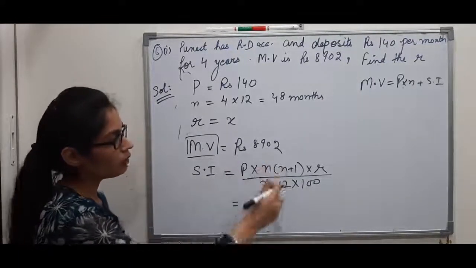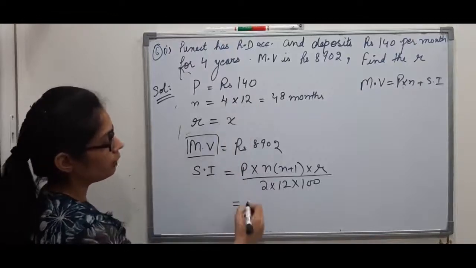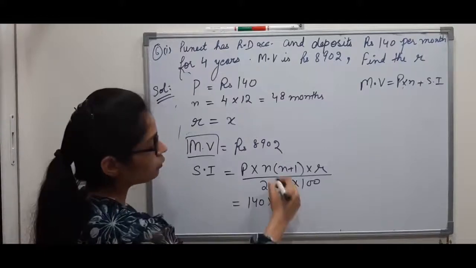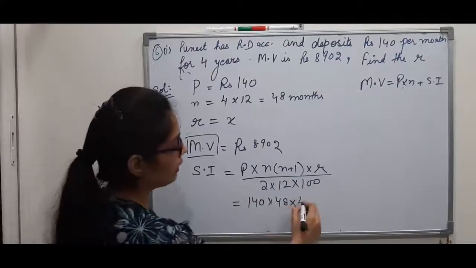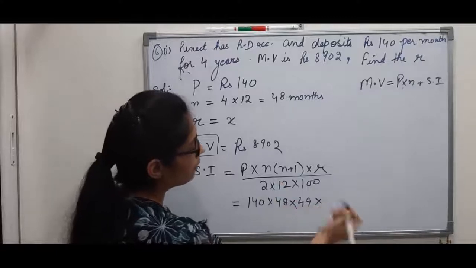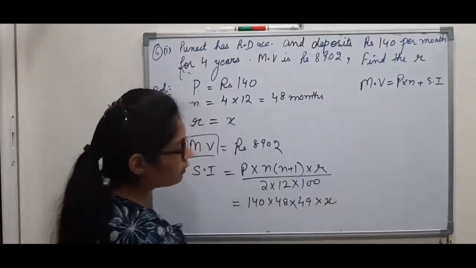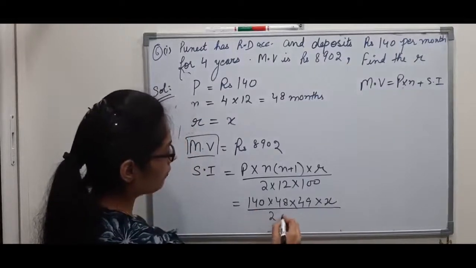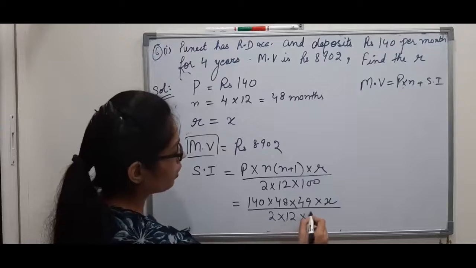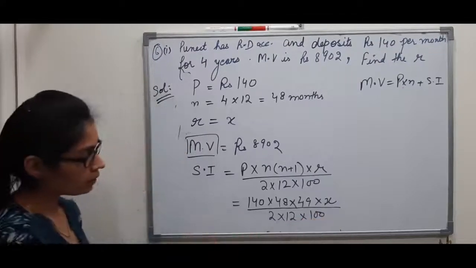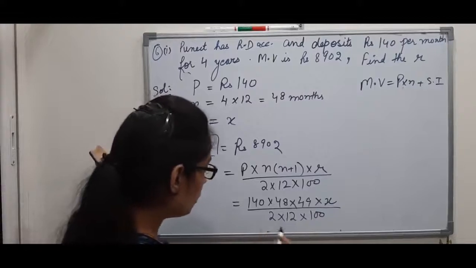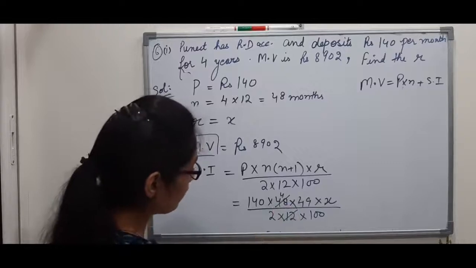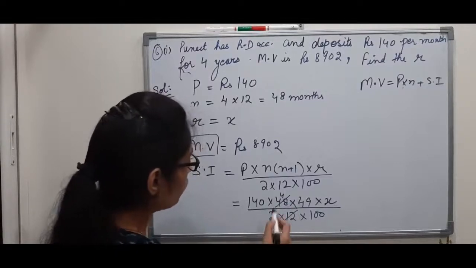Now we will substitute the given values. P is 140, n is 48, so n plus 1 will be 49, r we have to calculate, so we will write it as x, or if you want you can write r also, it's your wish. Now the denominator I will write as it is, 2 into 12 into 100. Let's simplify the terms. 12 into 1 is 12, 12 into 4 is 48, 2 into 1 is 2, 2 into 2 is 4.